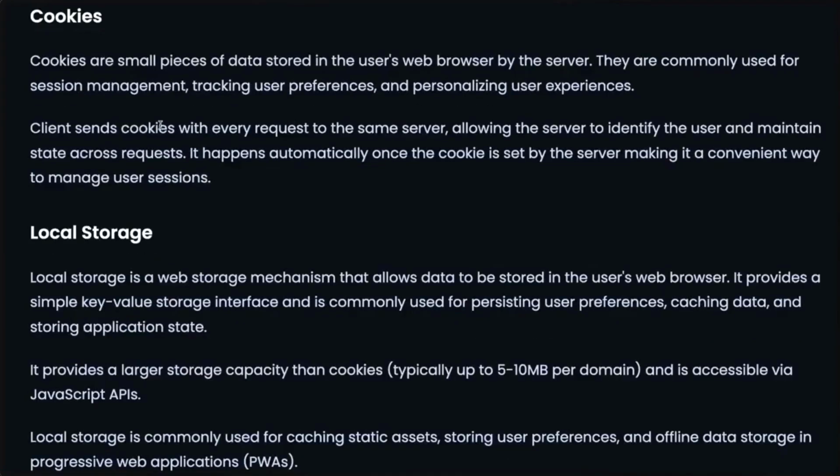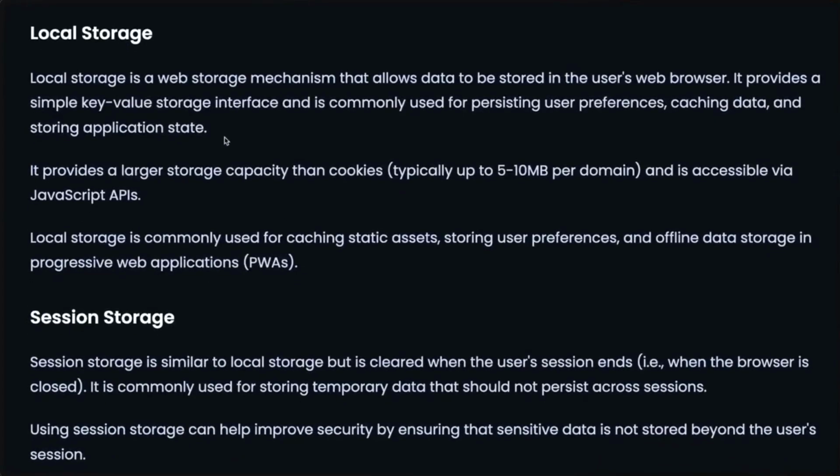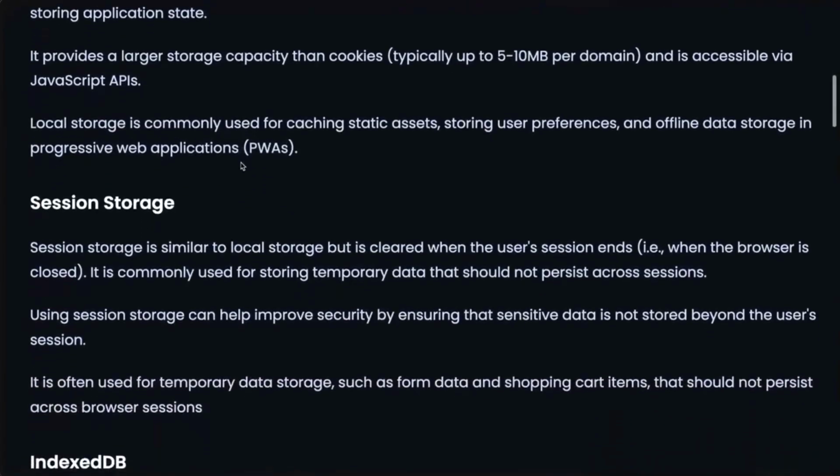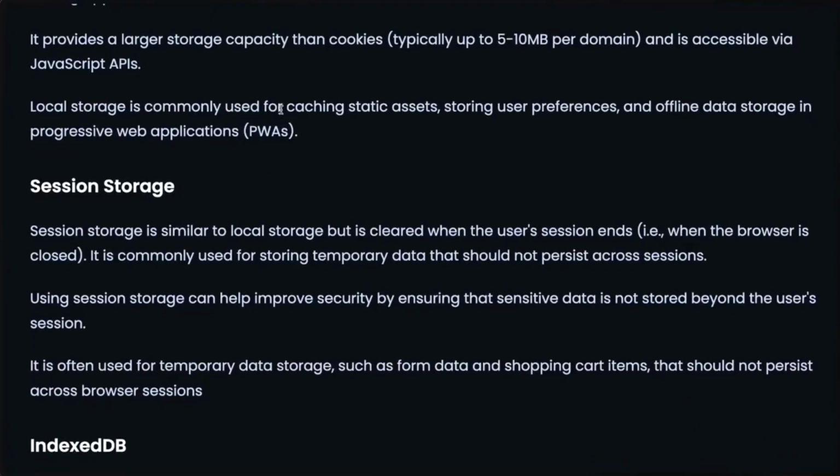The client sends cookies with every request to the same server, allowing the server to identify the user and maintain state across requests. Local storage is a different web storage mechanism that allows data to be stored in the user's web browser. It provides a very simple key-value storage. You can think of it like a basic JavaScript object stored in your user's browser, where users can also define their preferences, cache data, and store application state. It has a larger capacity than a cookie, which makes it useful for caching different static assets and even for use as offline data storage in PWAs. But it's not super secure.